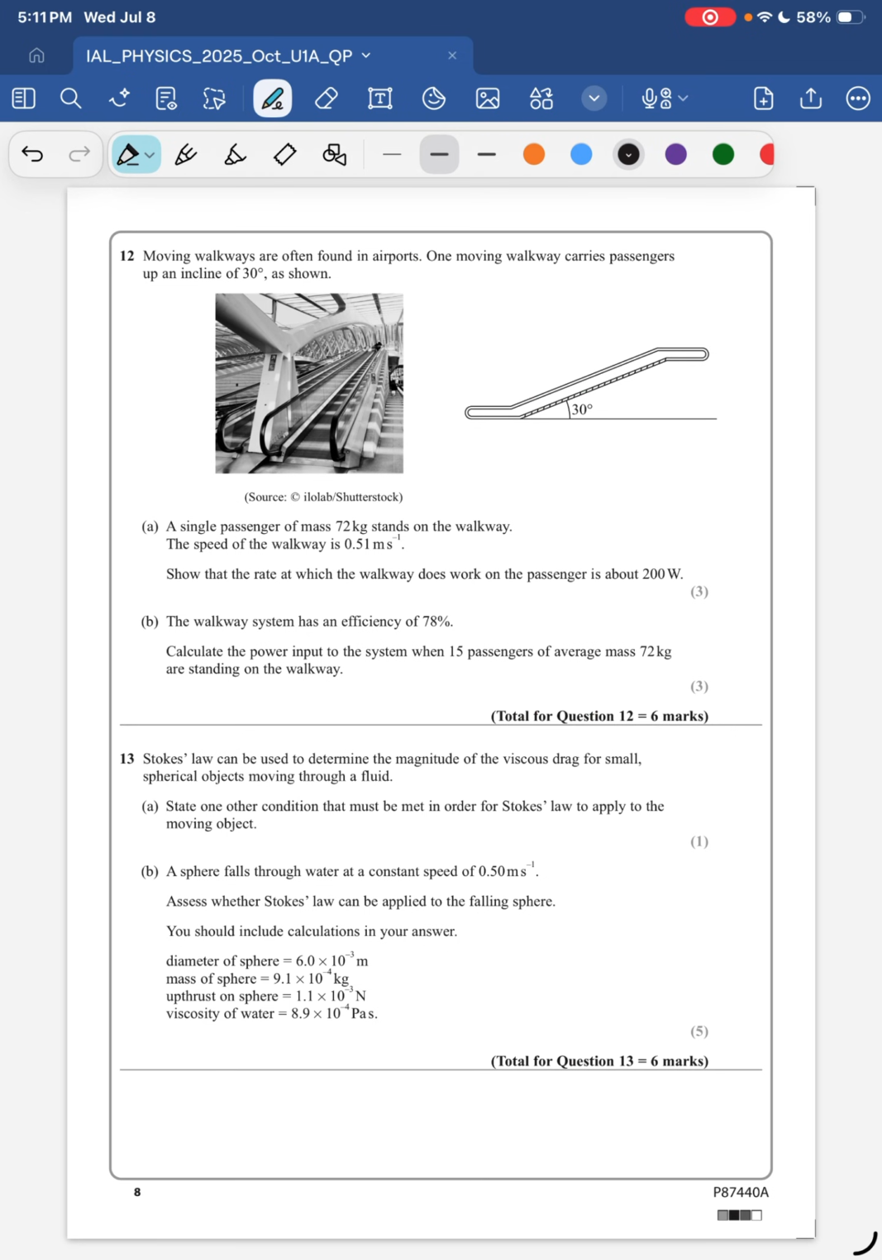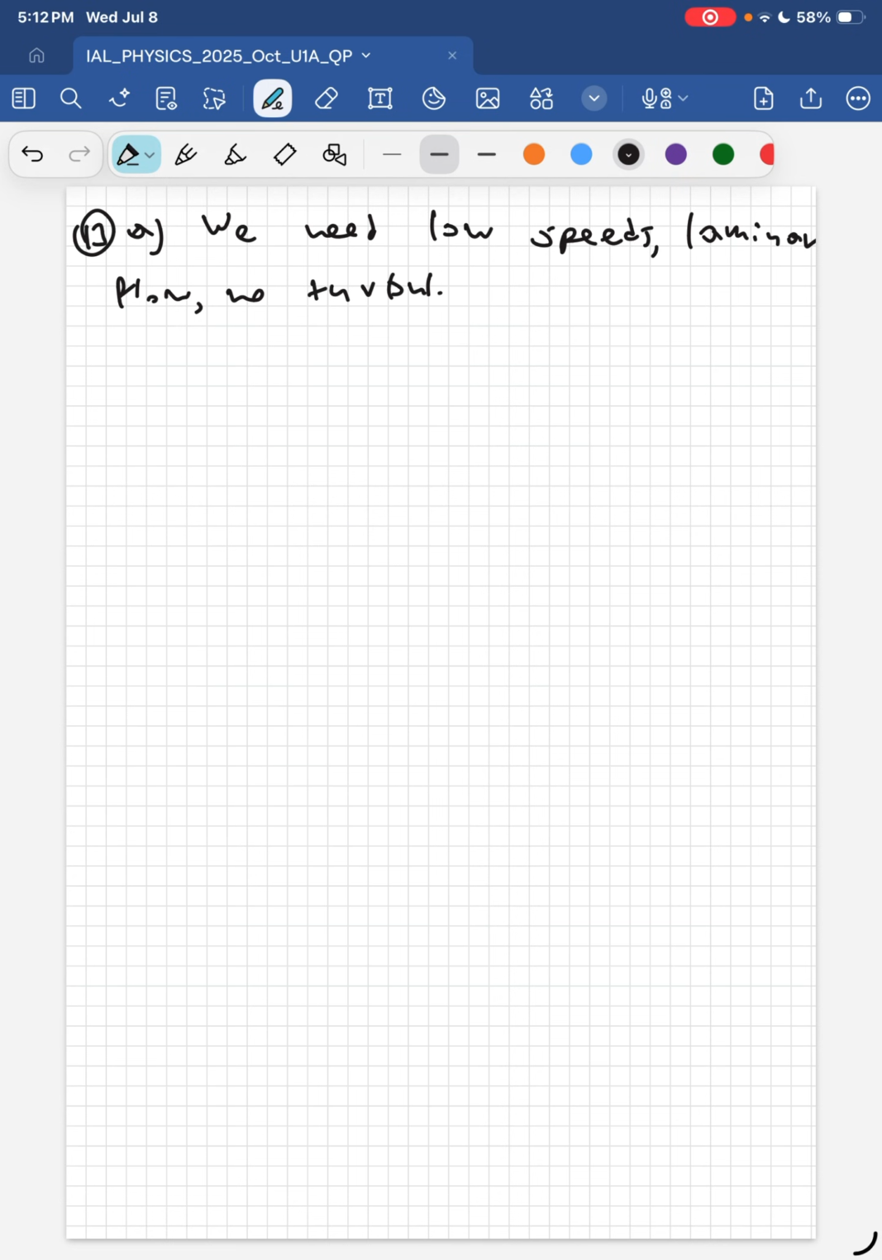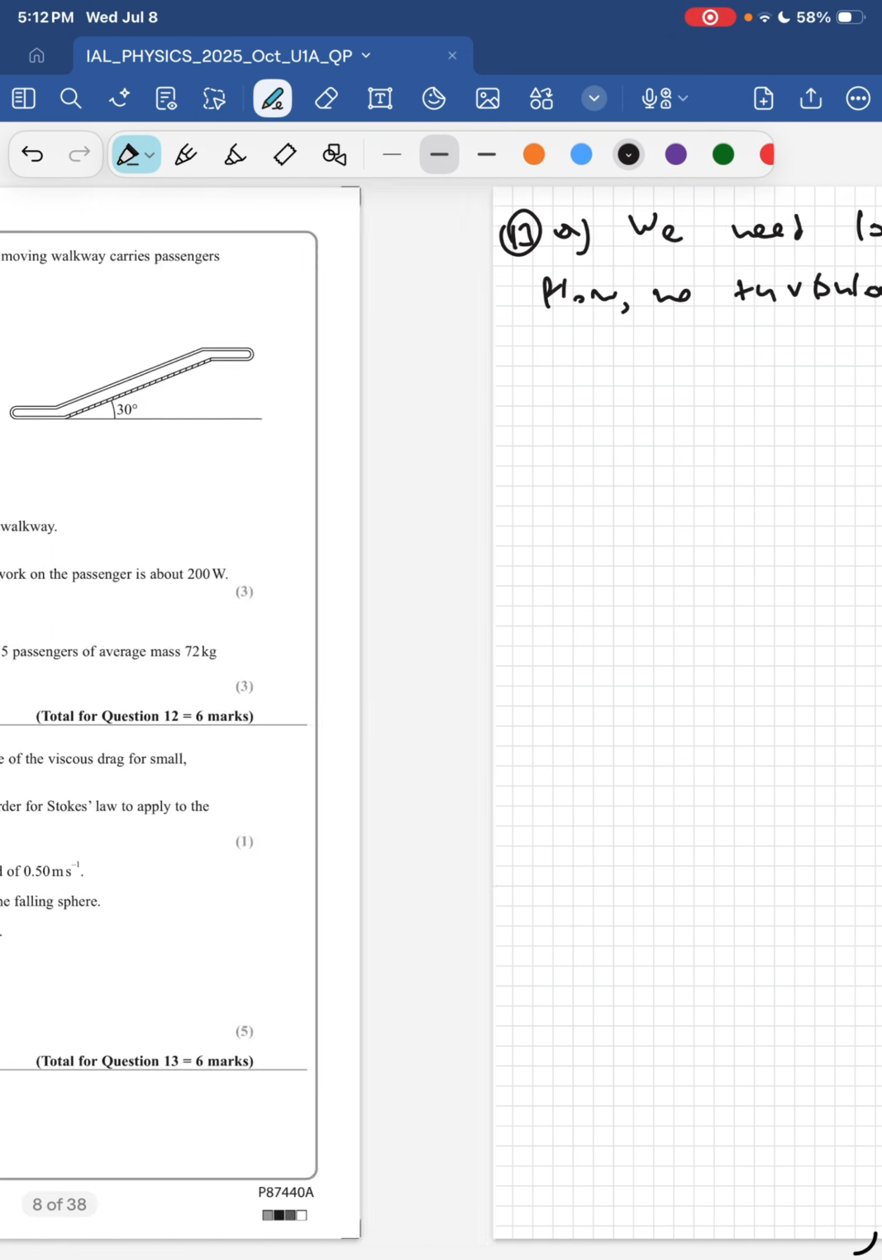Okay, 13. Stokes' law can be used to determine the magnitude of the viscous drag for small spherical objects moving through a fluid. State one other condition that must be met in order for Stokes' law to apply to the moving object. So I'm going to start another clean page to answer this first question. For part A, we need low speeds, laminar flow, and no turbulence to apply Stokes' law.